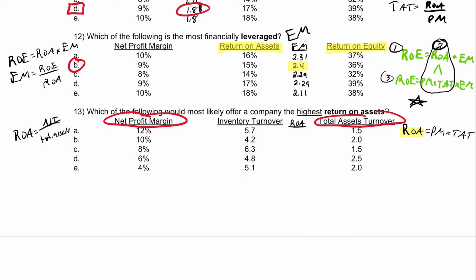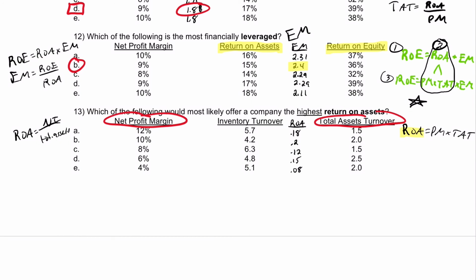Remember that profit margin should be input as a decimal, so 0.12 times 1.5 will give me an ROA for part A of 0.18 or 18%. For part B, it would be 0.1 times 2, and I would get an ROA of 0.2 then, or 20%. Do the same for part C, I get 12%. D, I get 15%, and E, I get 8%.